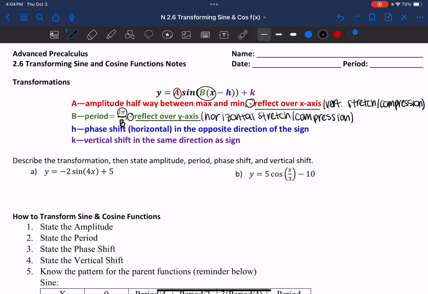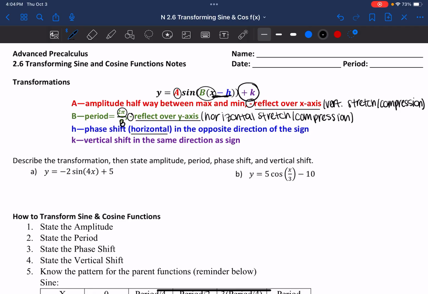Then it has your h, which is inside your parenthesis with x. That's called your phase shift or your horizontal shift, which just means we shift things left and right, and it's always the opposite direction of what that sign says, so opposite of what we would think it would be. And then your k value is this value out here on the end, which is a vertical shift. It's going to shift things up and down.